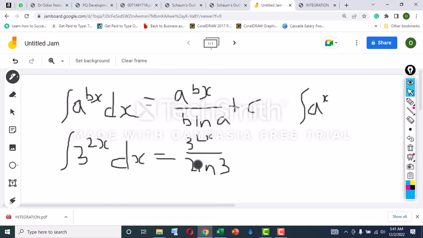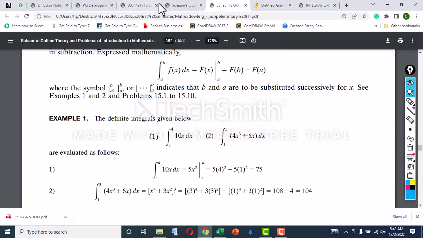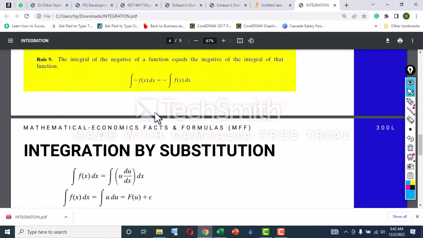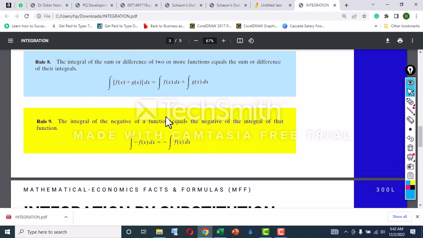Okay, now with that you are good to go. So those are the basic rules of differentiation, although I still have one more rule here, not really a rule, but just a method of integration, integration by substitution. It's a little complex, not difficult though, a method which we are going to look into.